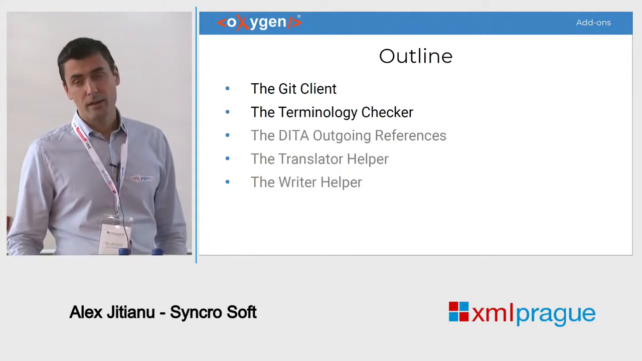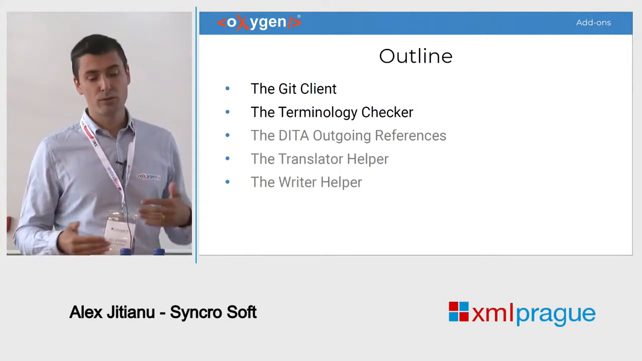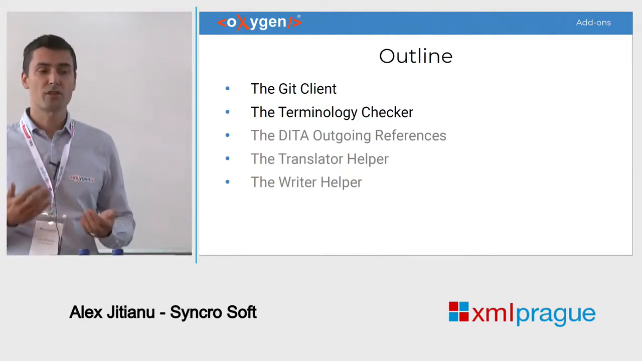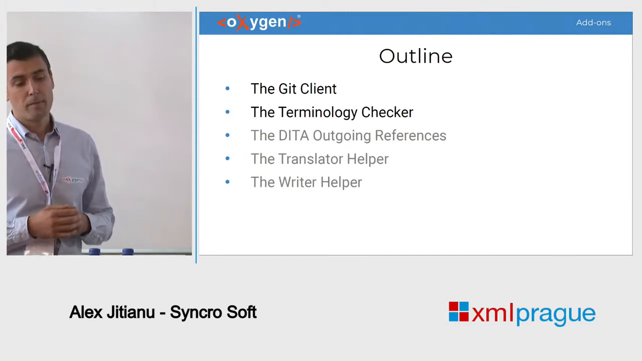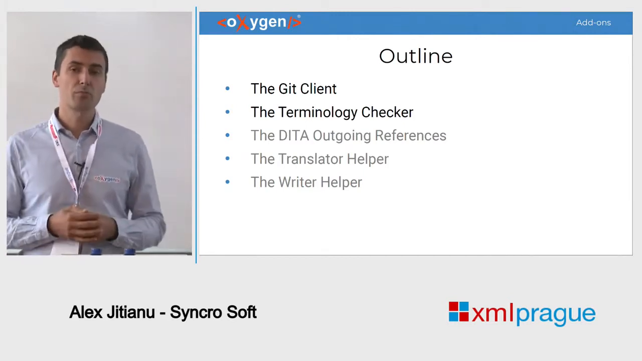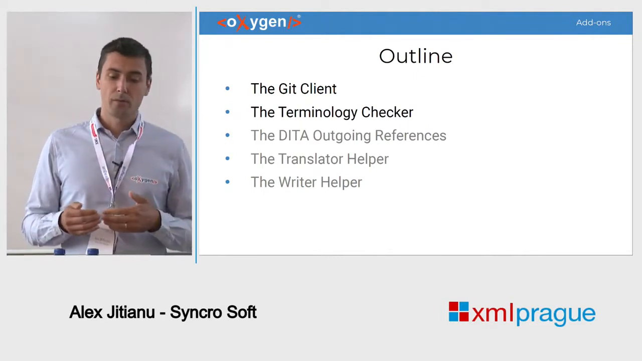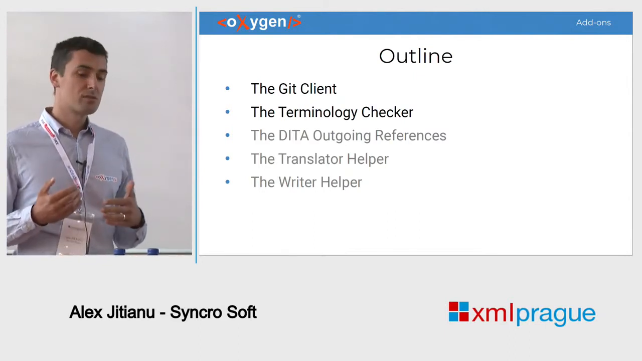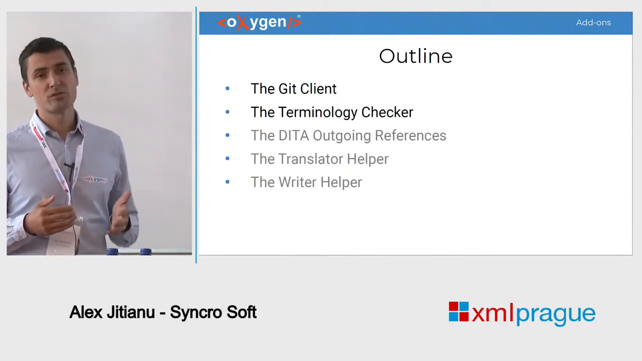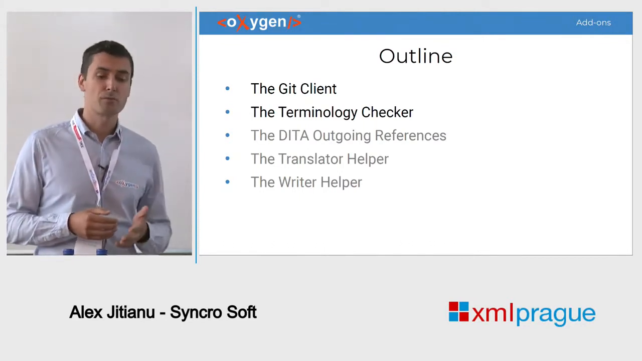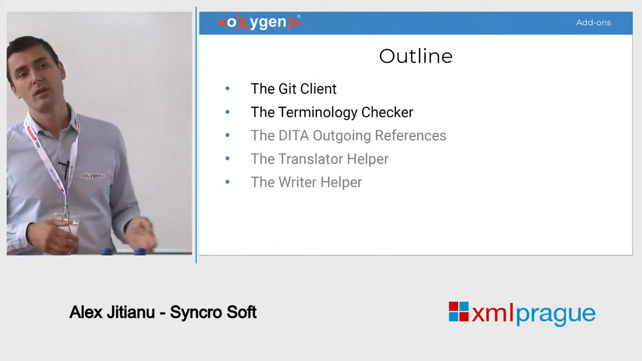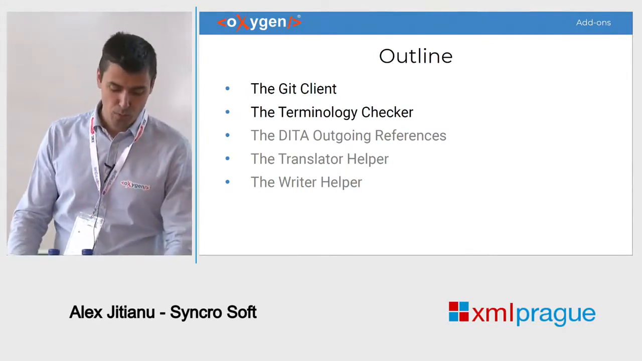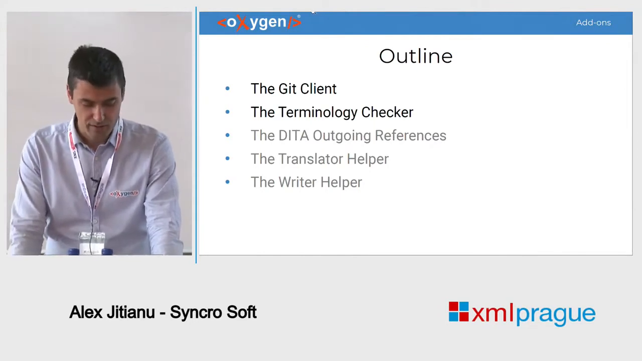But as Oxygen became more and more used in the technical documentation community, we started to see a use case there, an interest, because the technical writers that work with the documents started to use Git more and more, and we wanted to offer them the most commonly used actions directly from within Oxygen, so they don't have to switch back and forth between Oxygen and another Git client. So that's how the Git client was born, a mere 5 years later.